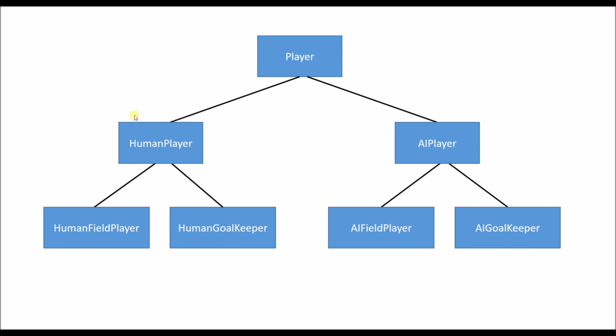This human player has that stuff from the player, but also some extra functionality to check, for example, if a key is pressed. If you want to shoot, then you shoot by pressing a key, and that code is in that class. And then finally we separate also the human player by a goalkeeper and a field player, because a goalkeeper needs to do different stuff than a human field player. So that also involves different code. And the same goes for the AI player.